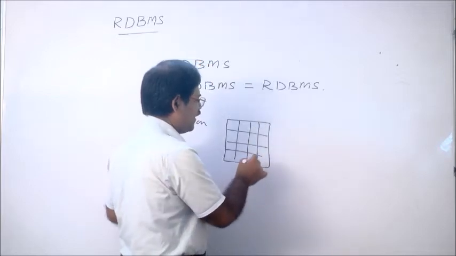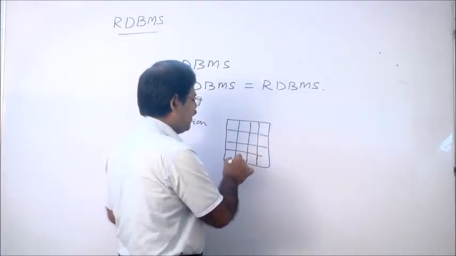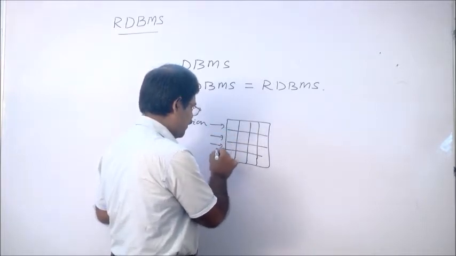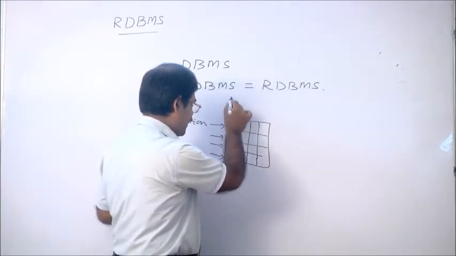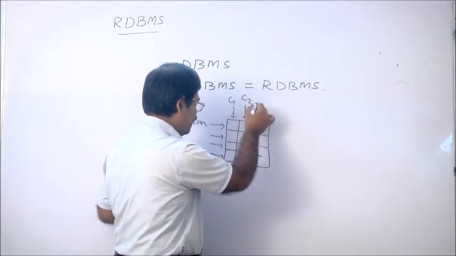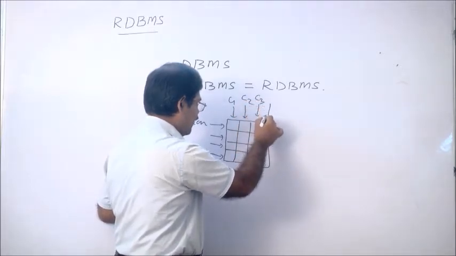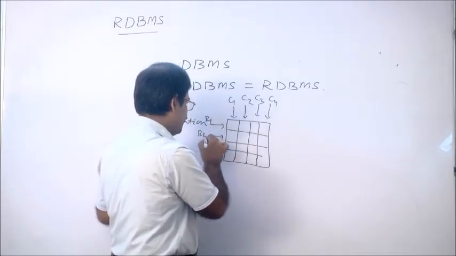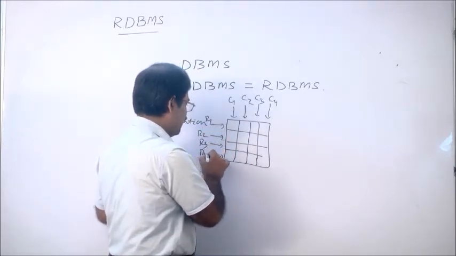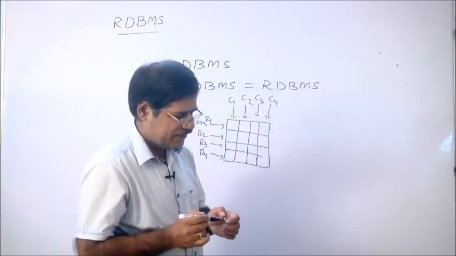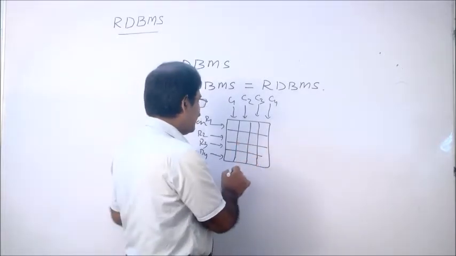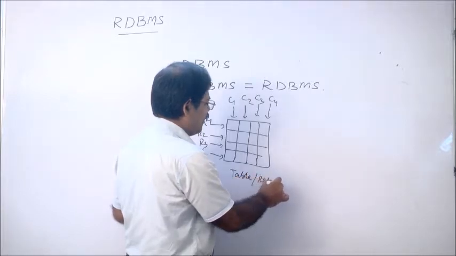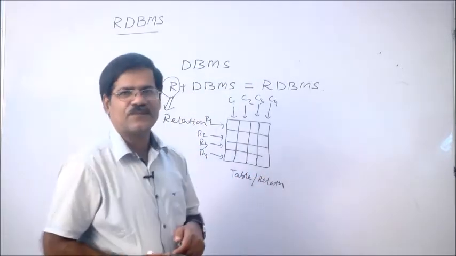So, this is a table, or this is called a relation, having some rows: row 1, row 2, row 3, row 4, and columns: column 1, column 2, column 3, column 4, up to n number of columns. So, we can represent the data in a row and column manner, that is called your table, or you can say relation, a set of rows and columns.